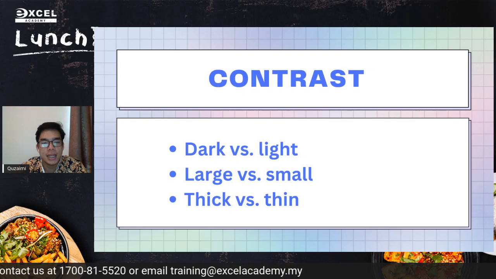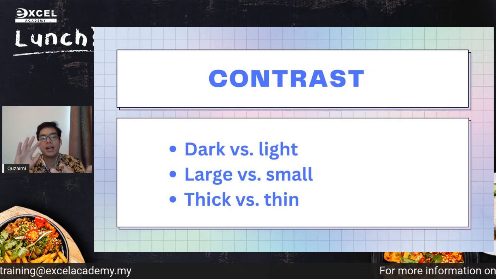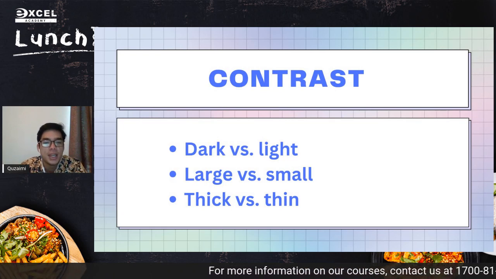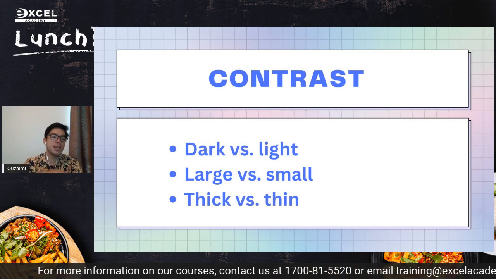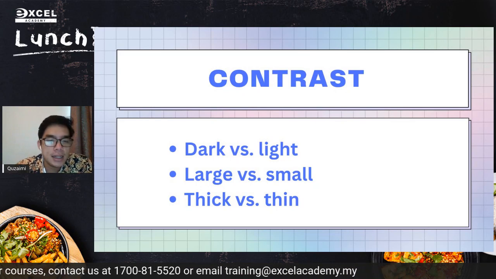So ketiga kita ada 3 point kat sini. Kita ada dark versus light. So ni kita ada yang cerah dan kita ada yang gelap. Kedua kita ada large versus small. Okay? Dan ketiga kita ada thick versus thin. Right. So of course dalam kita punya design yang kita buat kat Illustrator tadi, kita dah ada dark versus light.